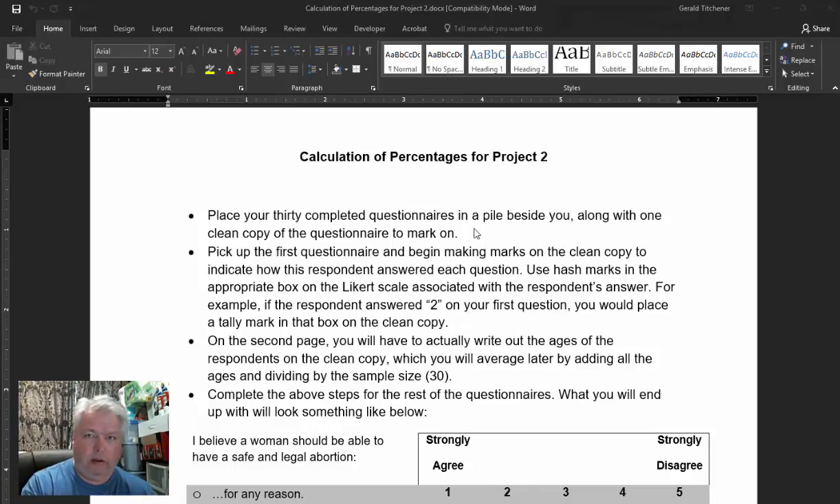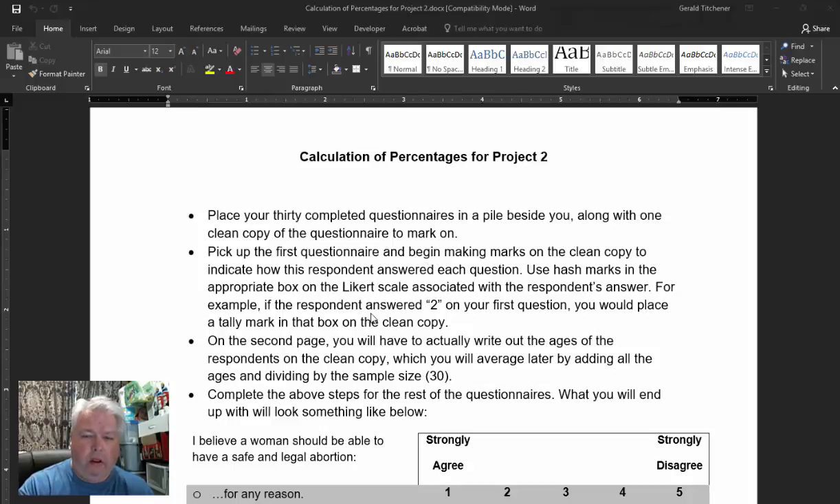Then you go to the next question and ask how they answered that one. Well, they said 4. So under 4, you make one mark. You continue to do that down, then you turn to the next page, where you have your demographics. If it asks for age, you write that down up at the top with a comma. For the rest, you make tally marks or whatever is appropriate. Then you set that aside. You pick up the next one in that pile and do exactly the same thing until all of those are done. Then you have a clean copy of your questionnaire with a bunch of tally marks.